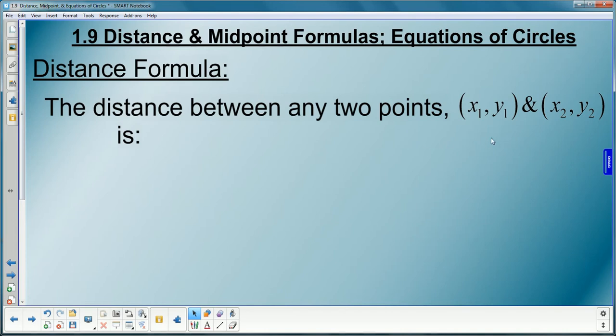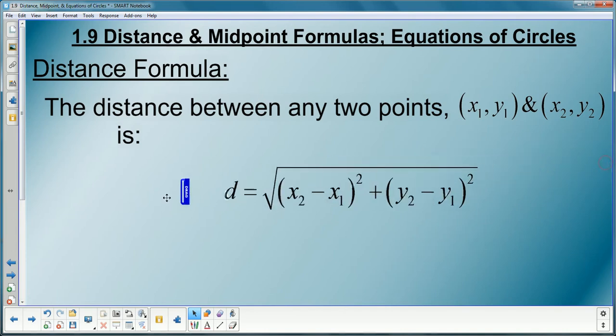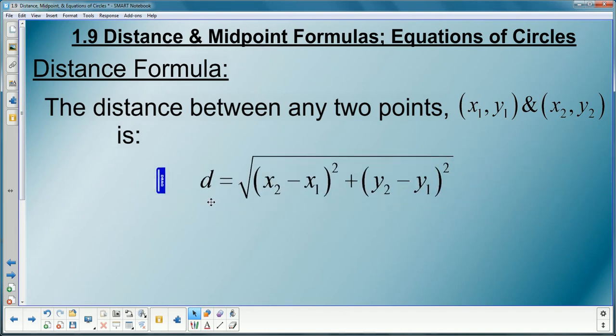Starting off in our distance formula, the distance between 2 points is just going to be equal to the square root of x2 minus x1 squared plus y2 minus y1 squared.